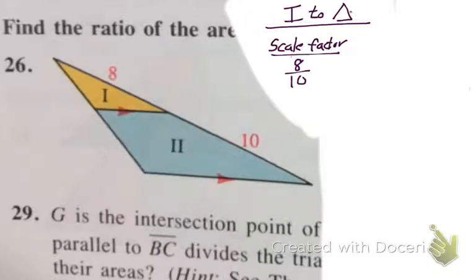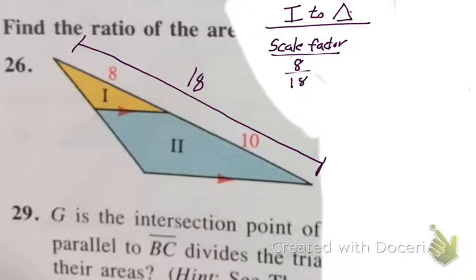Do you guys not understand? Is that why you're raising your hand? What's up, Mary? It would be 8/18 because you're doing the whole. Oh, because it's the whole big triangle. Oh, okay. So my scale factor can't be 8 to 10. It's got to be 8 to 18 because the full length of this triangle is 18. Okay.